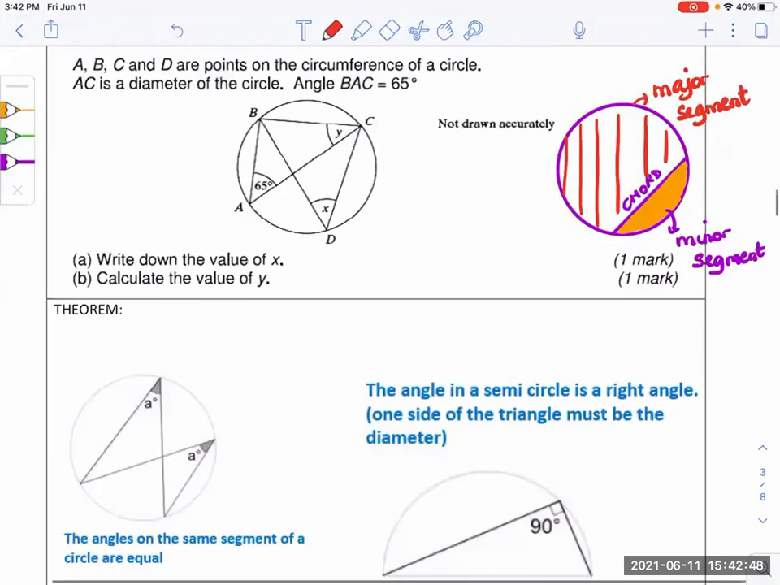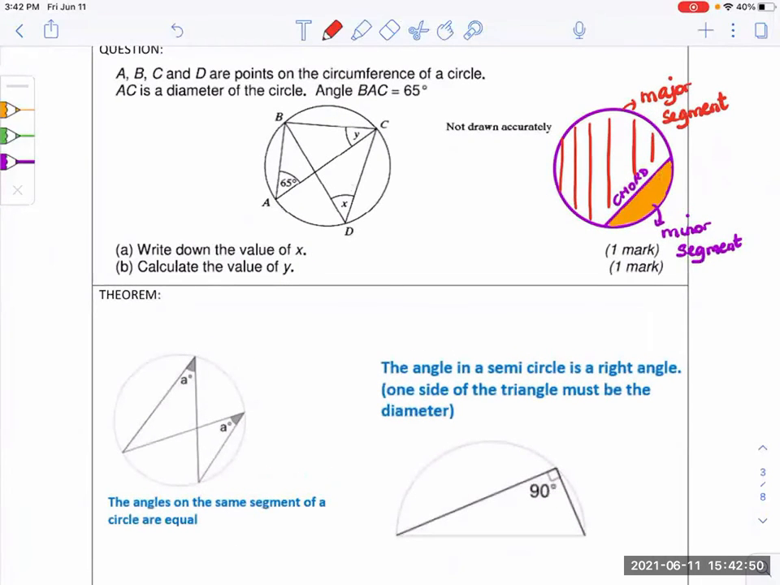Now, the angles in the same segment of a circle are equal. So these two angles, we have an imaginary chord here, or it could come from the arc. It could be from the minor arc. If this was my chord that I now draw on my diagram, these two angles are on the major segment. Do you all see that?